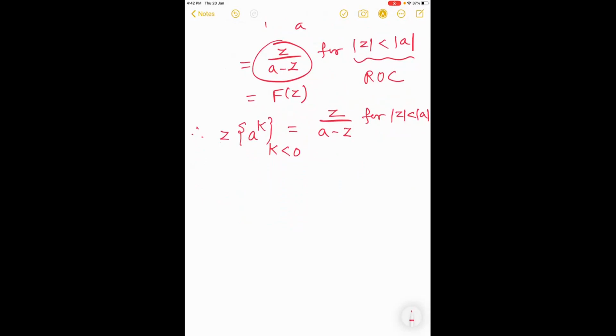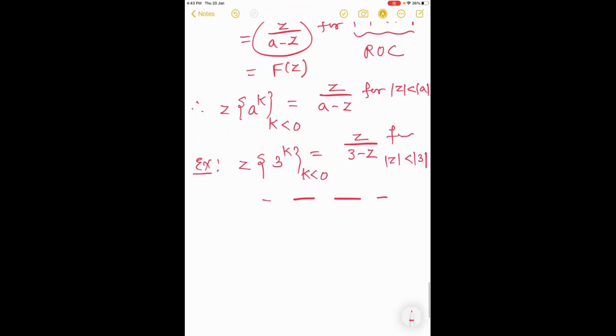So in place of a, any sequence if it is given, you can just put it into that form and then simplify. So it can be 1 by 2, it can be 1 by 3, it can be 3 raised to k for k less than 0. So as an example, z transform of 3 raised to k, if it is there for k less than 0, negative values, the answer is z upon 3 minus z for mod z less than mod 3, and like that. Getting it? Any doubt regarding this?